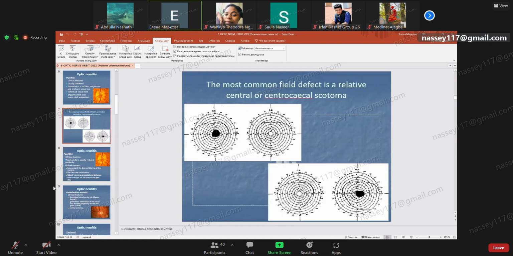Look here, the most common field defect is a relative central or centrocecal scotoma. Look here, this is a normal visual field, and this is a visual field in the pathology of the optic nerve disc. It's called centrocecal scotoma. The typical localization of this scotoma is in the centrocecal region.